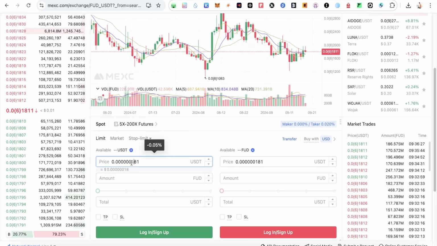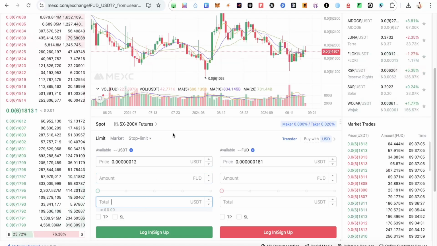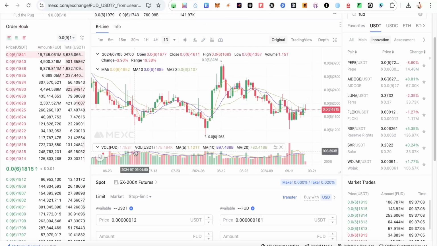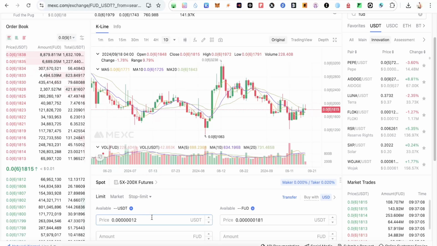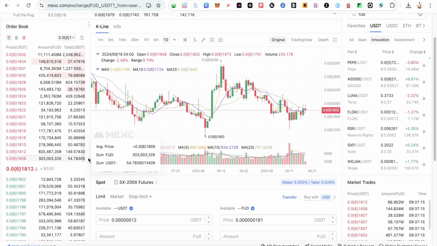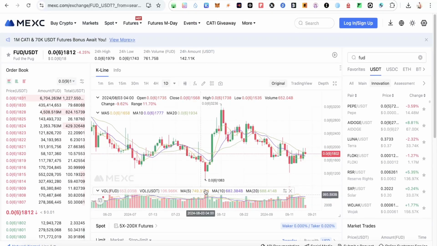For example, the current price is this. Let us put 2 over here, which is like 33% less than the current market price. And simply put the amount of USDT and click on buy FUD. What will happen is Mexc Global will wait for the price of FUD to fall to this level, and then your order would be executed, and you would be getting this meme coin in your Mexc Global spot account.